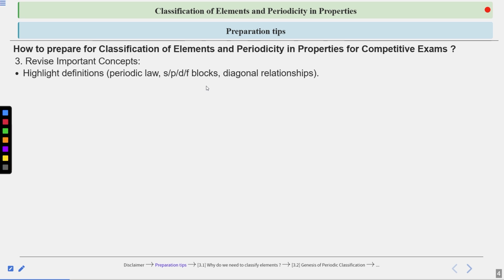Then trying to classify the whole periodic table into s, p, d, f blocks, and also an important property related to them, which is the diagonal relationship.